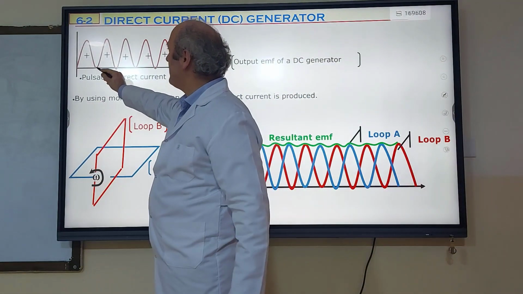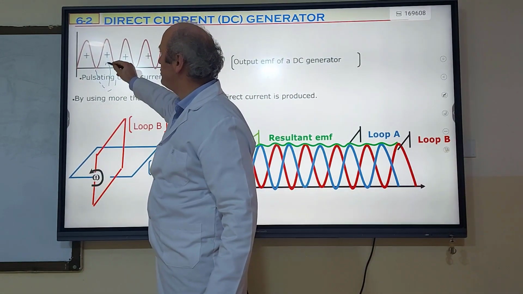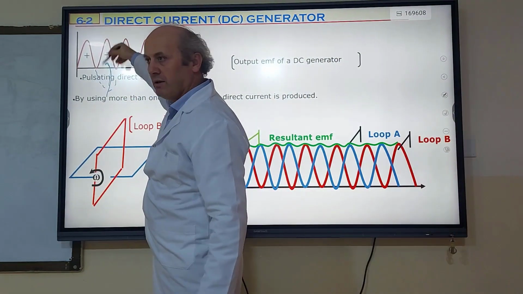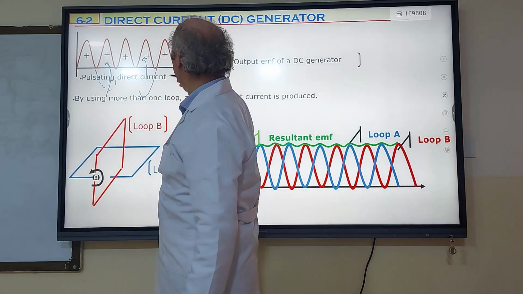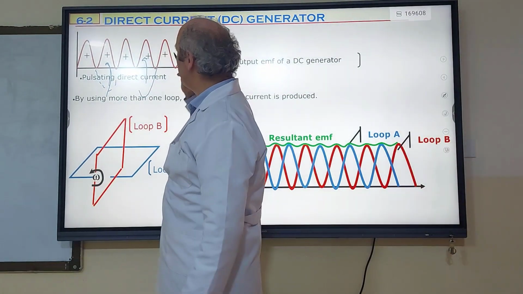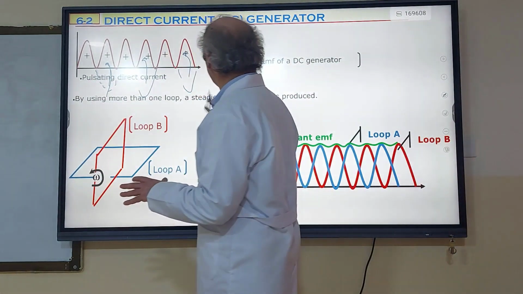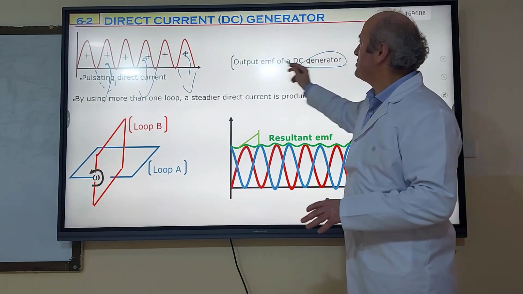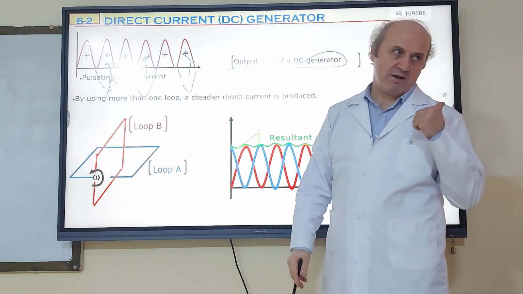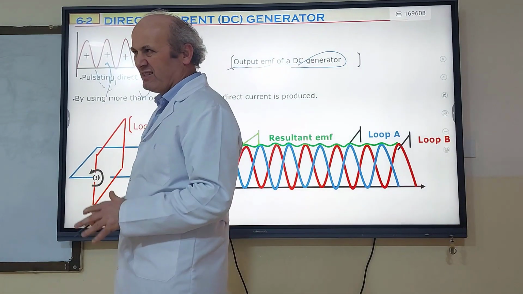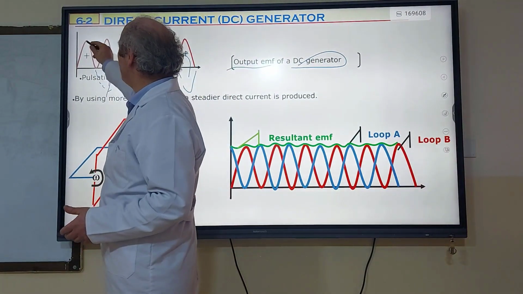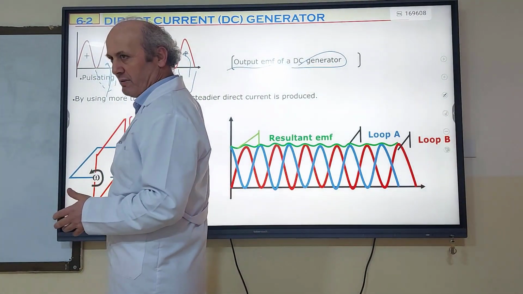This is what the pulsating direct current is. As you see, negative parts are cropped or shifted to what? Positive. Another negative changes to positive. Another negative changes to positive by means of commutator, and we get the DC generator's output after commutator. But as you see, it's not perfect DC. It's pulsating DC. 0 maximum, 0 maximum, 0 maximum, 0 maximum.